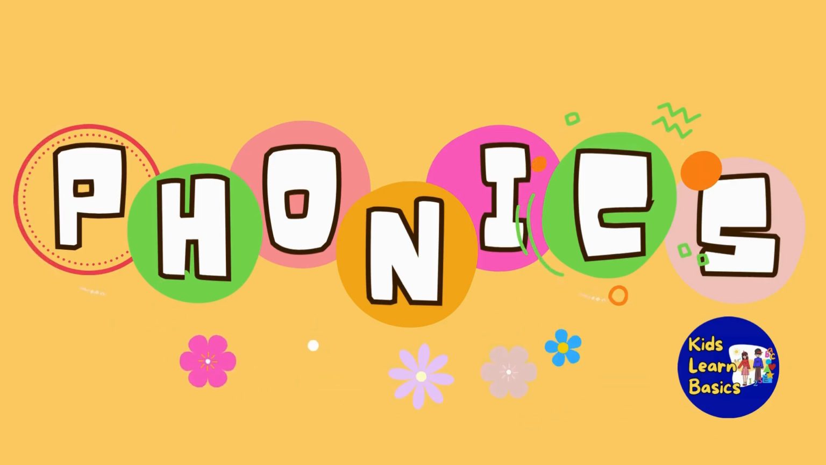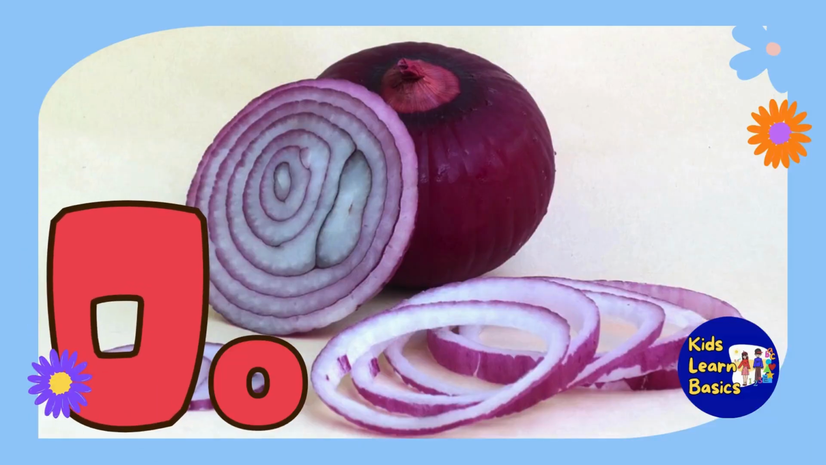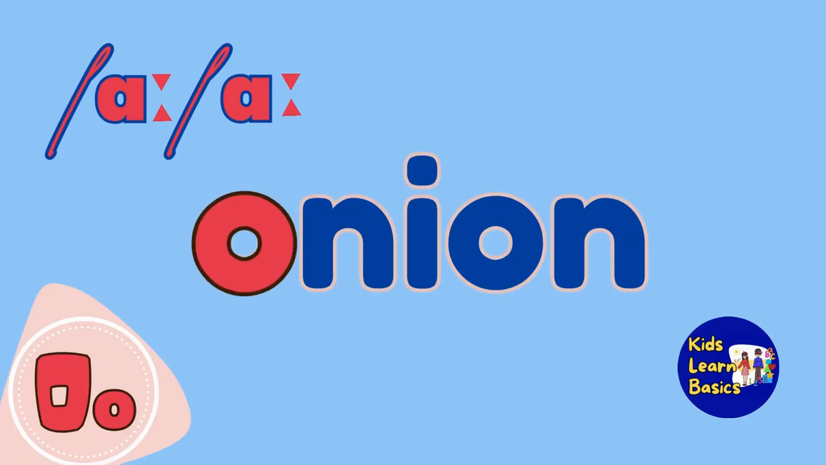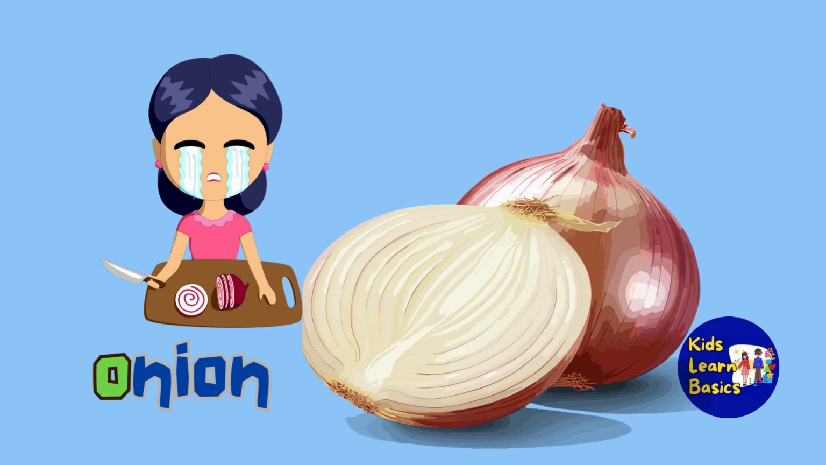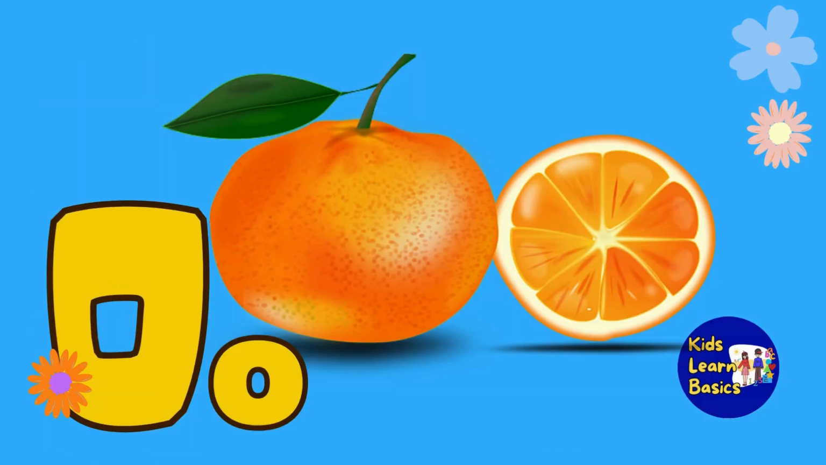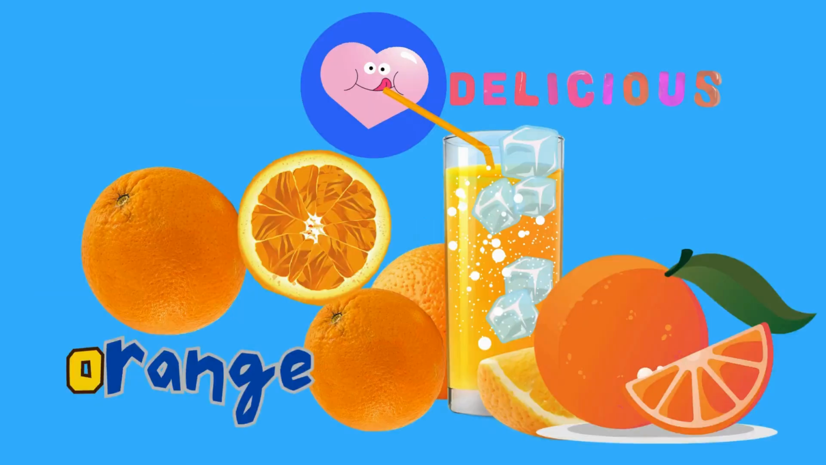Phonics. O is for onion. Onion. O is for orange. Orange.